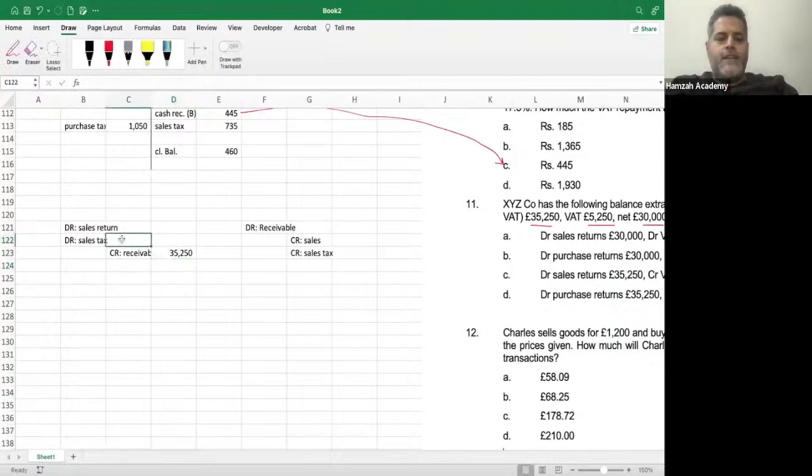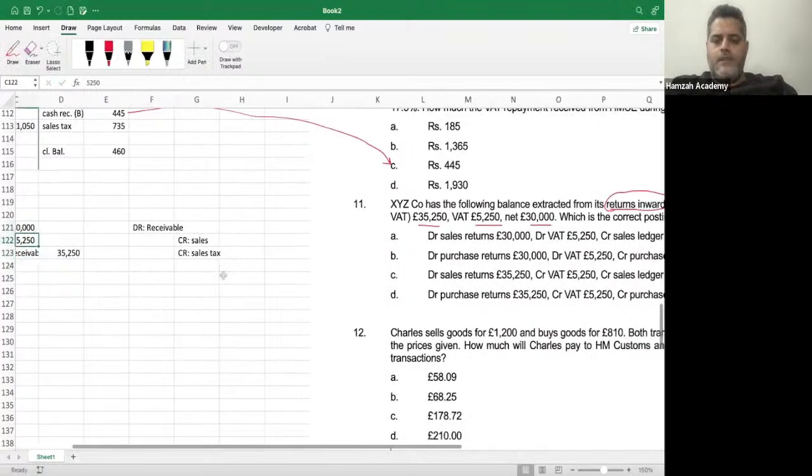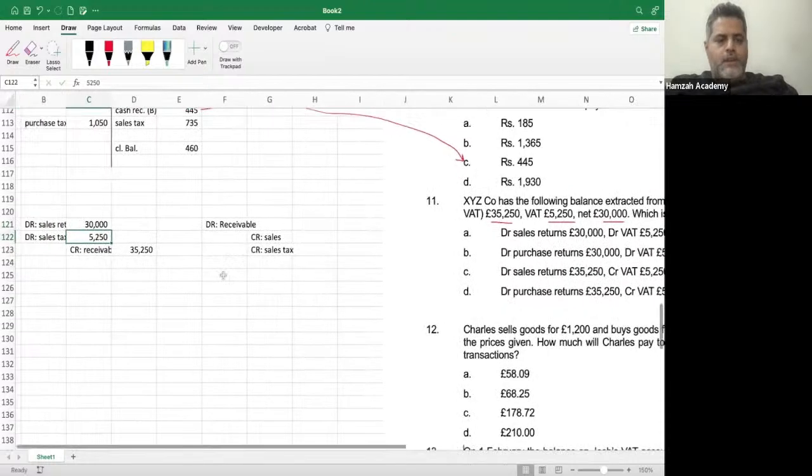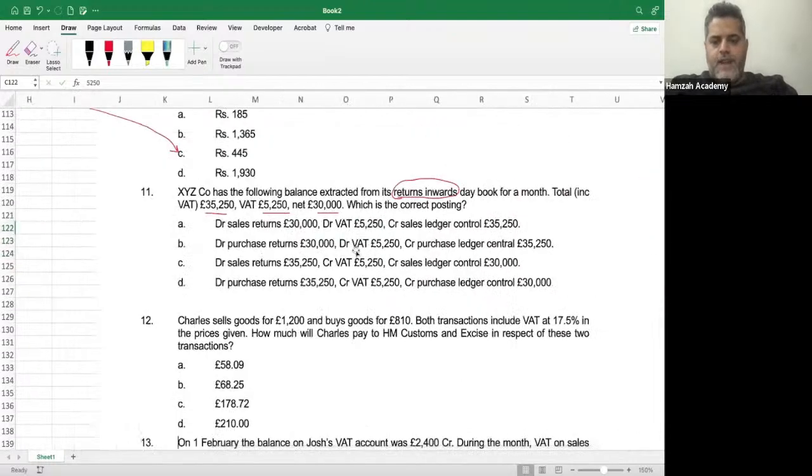Then the VAT is 5250. This is going to be there. Then the net 30,000, that's going to be there. So debit return 30,000, VAT debit, and this. No, we're just not the purchase, it's the sales. So debit sales return, debit VAT, credit sales ledger control account.